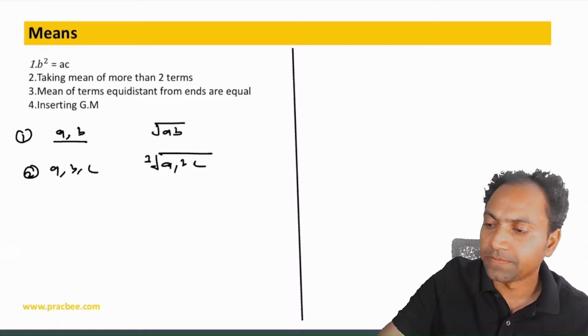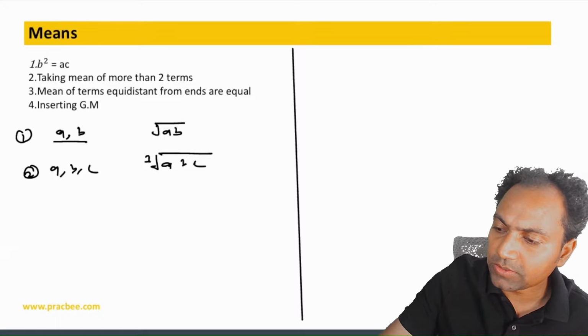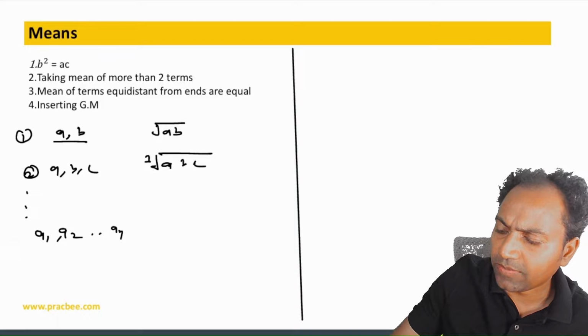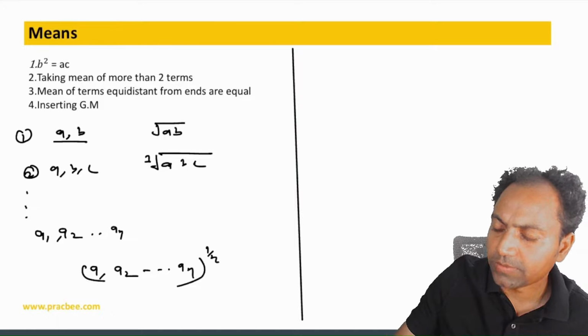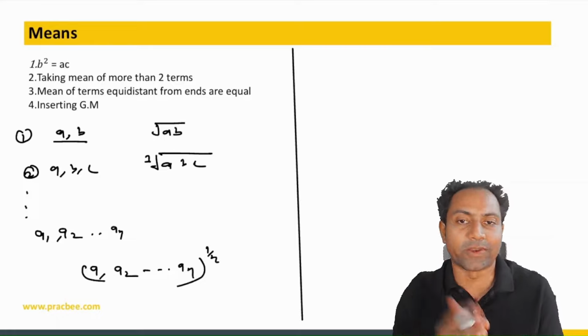This is the answer. And now if I do the same process for n terms, I can write a similar result like A1, A2, A3, An. If I want to find that, I am going to multiply them till An and put 1 by n in the power. So this is the concept of means. So if you have to take mean in GP, this is what it means.